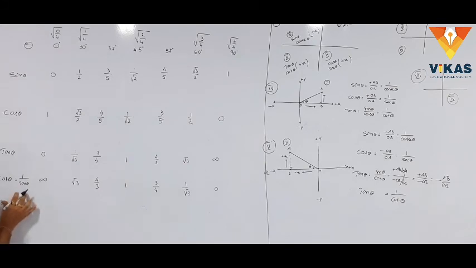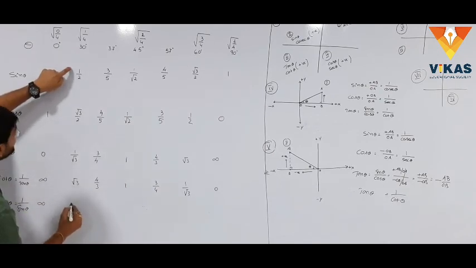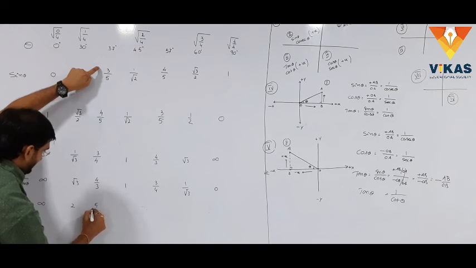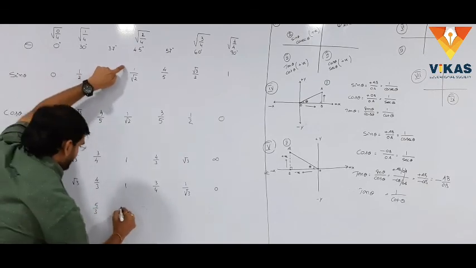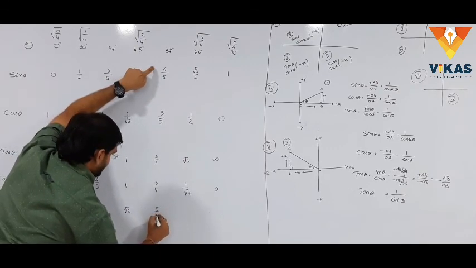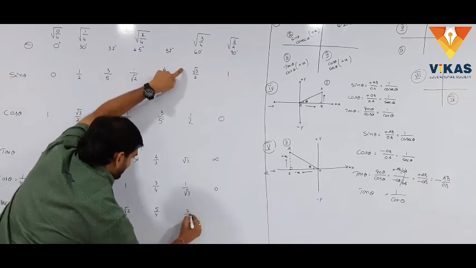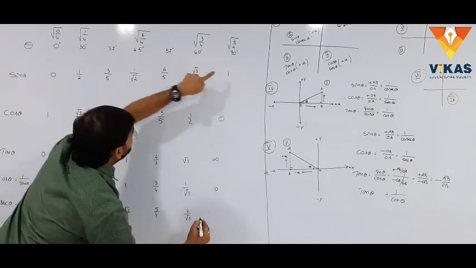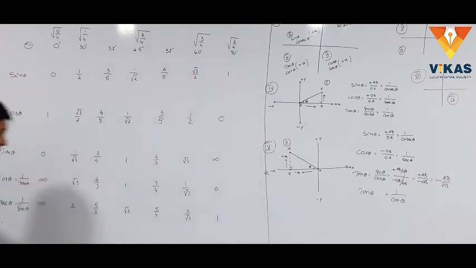Similarly, cosecant theta equals 1 by sin theta. 1 by 0 is infinity. This is 2. This is 5 by 3. This is root 2. This is 5 by 4. This is 2 by root 3. This is 1.